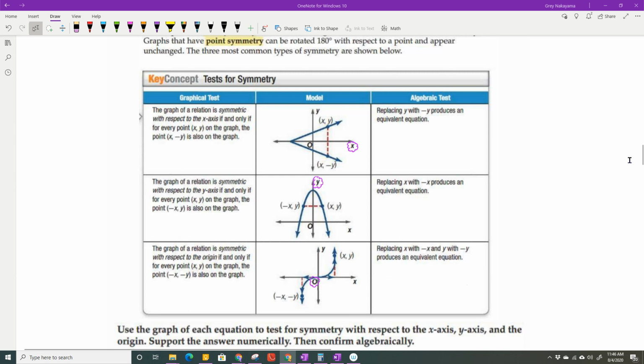Okay, so the key thing about this, as you're reflecting over the x-axis, notice when they have this point, the only variable that changed is the y. So when we have to prove things algebraically, we're going to see if I have both of those points on the graph. Symmetric to the x-axis means the y and negative y are on my graph. Respective to the y-axis means x and negative x are on the graph. And symmetric to the origin means I'm going to have negative x and negative y.